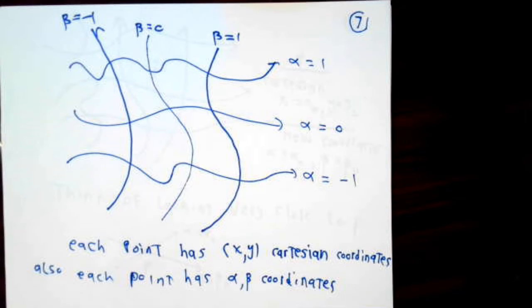The reason for that is alpha and beta values specify a single point, and every single point has an x coordinate and a y coordinate. The reverse is true as well. Give me a point, it has x and y coordinates. That point also has alpha and beta coordinates. If I knew the numbers for x and y and the relationship between these 2 pairs of coordinates, I could write alpha and beta as functions of x and y.